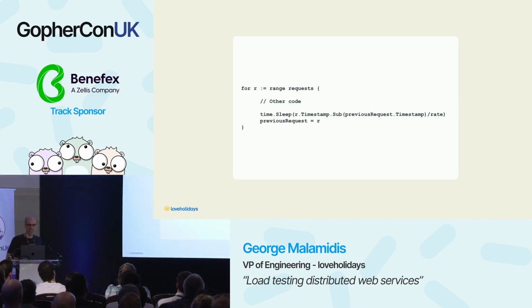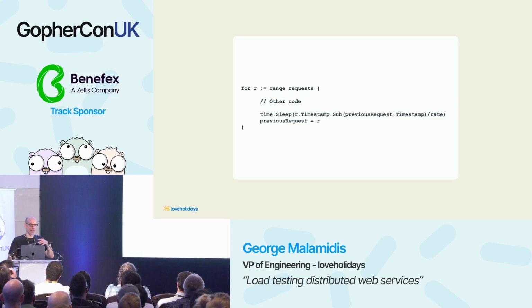Does it make sense? We're just saying between requests, when was the previous request, when's the request now, find the difference, sleep for that amount of time. And of course, the algorithm doesn't look exactly like this, but this is more or less what it does. And there's other code.